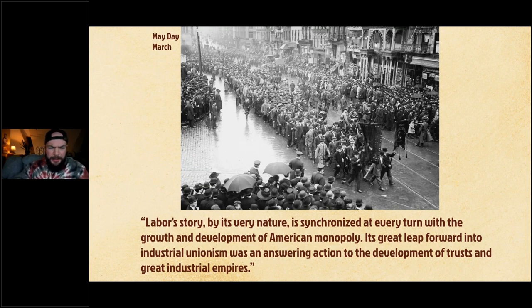And then they go on: labor's story by its very nature is synchronized at every turn with the growth and development of American monopoly. Its great leap forward into industrial unionism was an answering action to the development of trust in great industrial empires. And this is a pretty key point to me, because what they're saying here is that it's the ruling class that sets the stage for struggle, that they are the ones that initially frame the questions that labor then comes in and tries to answer.